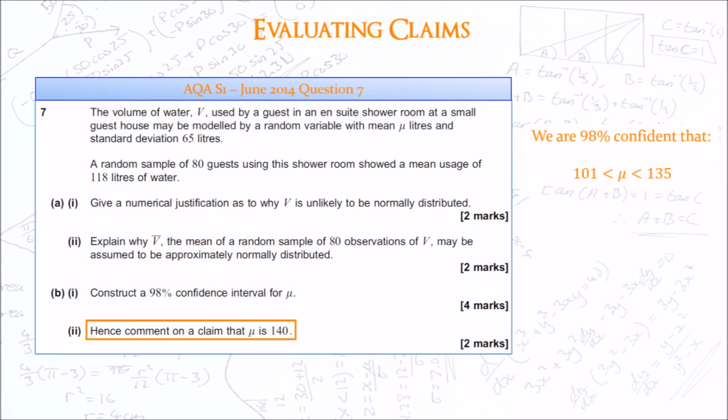In this section we're going to have a look at evaluating claims, and for all these parts we're going to assume that we've already worked out our confidence interval and we've got values that mu must lie between.